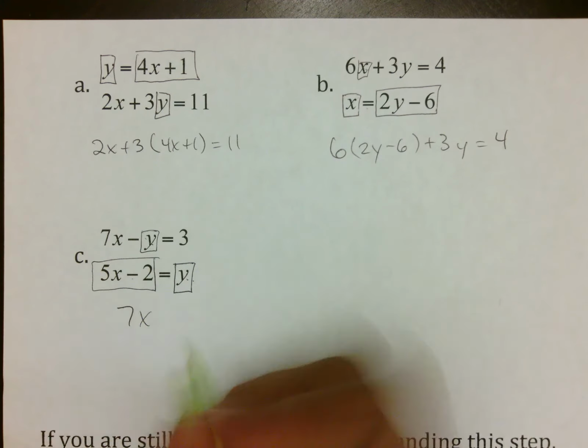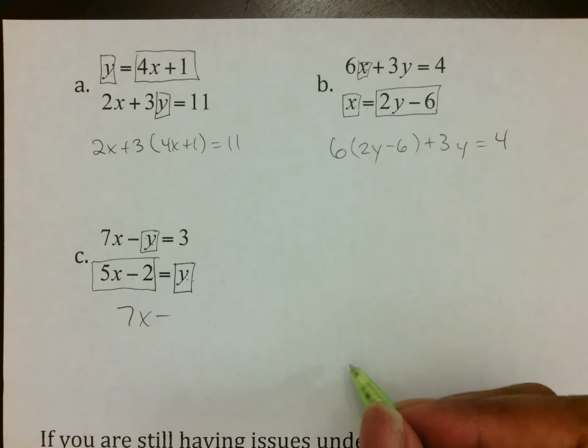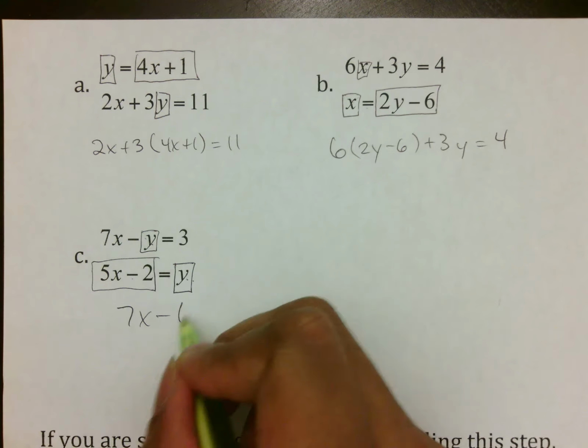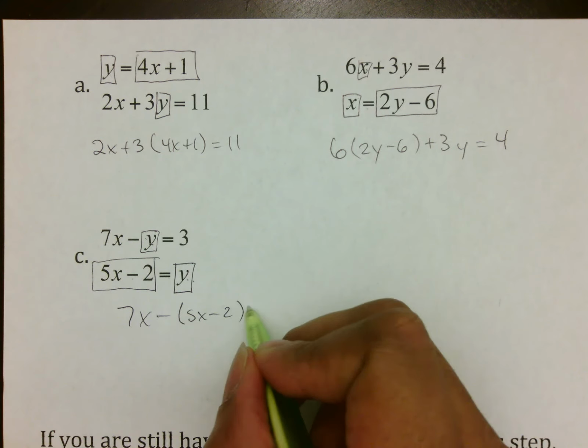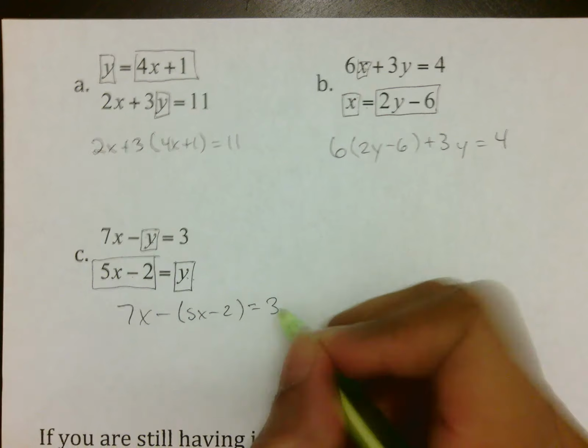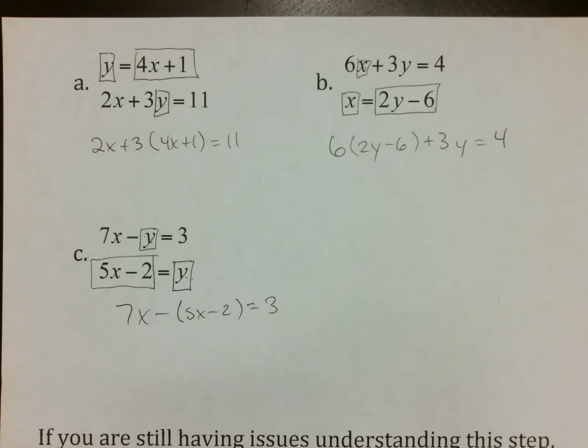So we write everything in front of the box, which is 7x minus. We open up parentheses, put a 5x minus 2 in its place, and then behind that is equals 3. Again, that is the box and switch method. That is what you have to know before you do anything else.